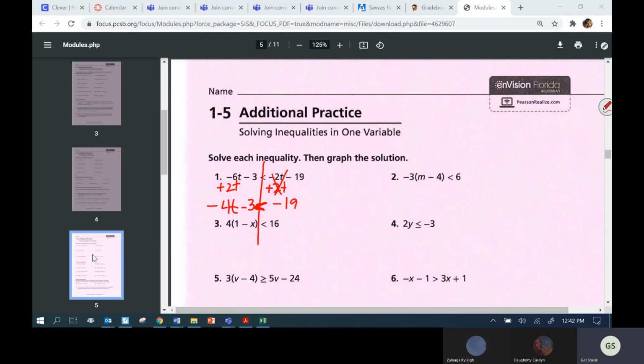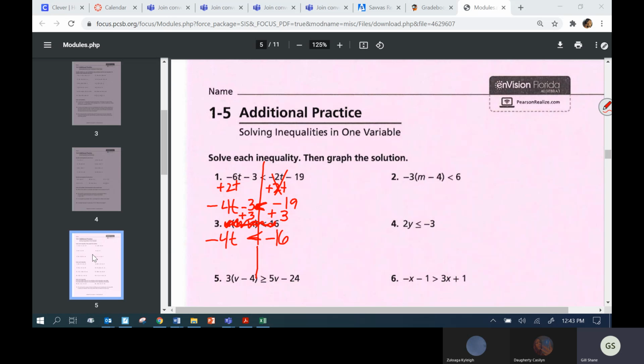So my next step, again, just like solving an equation with an equal sign, I focus on the side where the variable is. I need to get rid of that number. So to get rid of that number, I have to add it, plus 3. I just added 3 to the left, which means I need to add 3 to the right. Well, that gives me negative 16 over here is less than negative 4t.